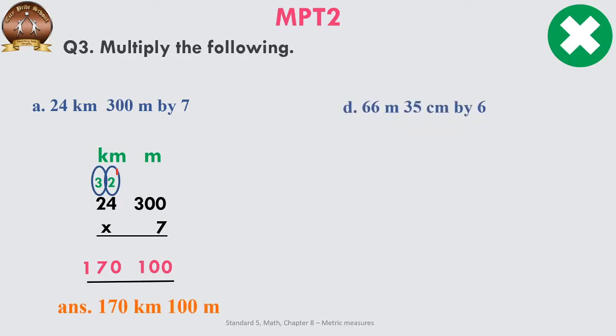Similarly, we have a D part here, 66 meters, 35 centimeters. You have to multiply by 6. Now, meters and centimeters are separated, 66 and 35 are separated. Below this, write 6 and the multiplication symbol. Simple multiplication you have to follow, remembering that 100 centimeters will always make 1 meter.